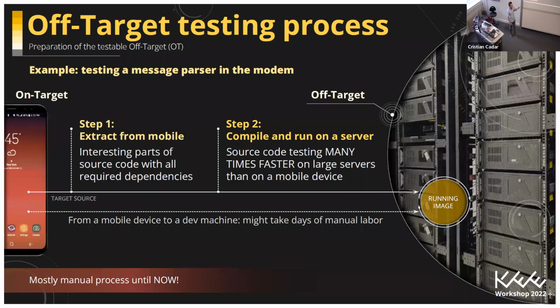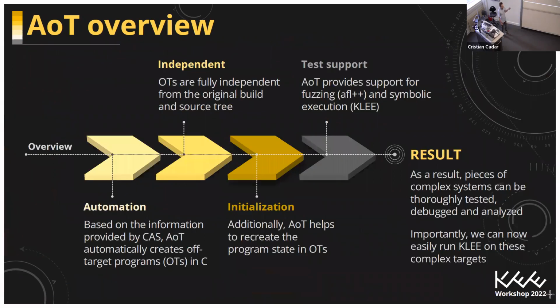So for example, in our message parser, we would copy-paste the message parser code, then try to compile it. It probably misses some types, so we include those types, compile it once more, again, some types missing, and so on. So it's again a manual process and might take a lot of time. So AoT, which is our proposed solution, makes it possible to automatically generate this off-target code with all the dependencies based on the information extracted from these databases.